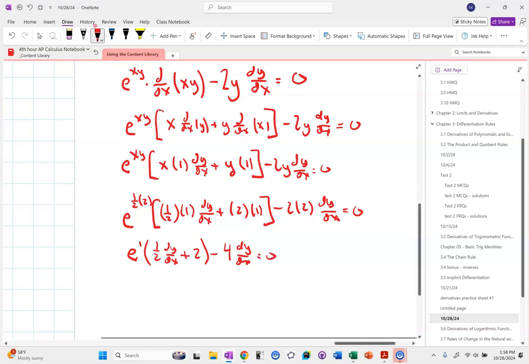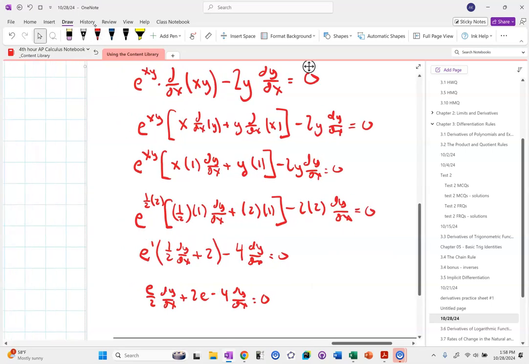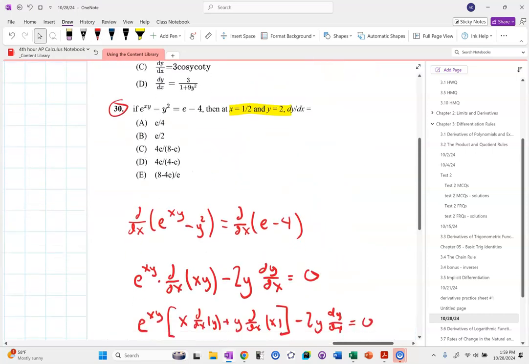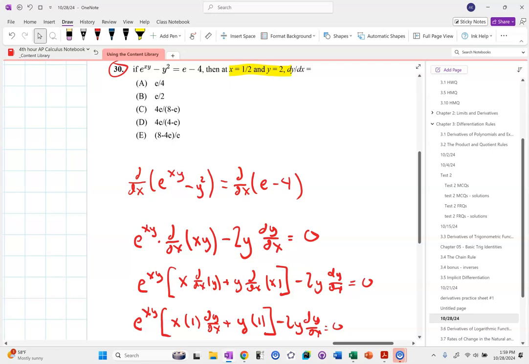Looking good so far. I'll distribute that e through. I'll subtract the 2e over and also factor the dy dx off the remaining pieces. And then just divide both sides by e over 2 minus 4. Now, unfortunately, that's not what any of my answers look like, right?